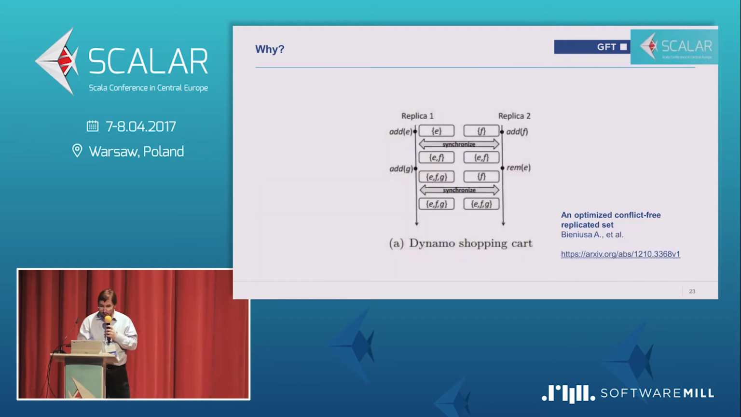This is from the paper on the OR-set, the optimized conflict-free replicated set. And this shows a nice anomaly of the Dynamo shopping cart, which the old Cassandra is based on. Basically, on one replica, so one node, I add E, one book, and then I add F, another book. Then I add G on this side, and I remove E. I don't want this book anymore. And after synchronization, I get E back.